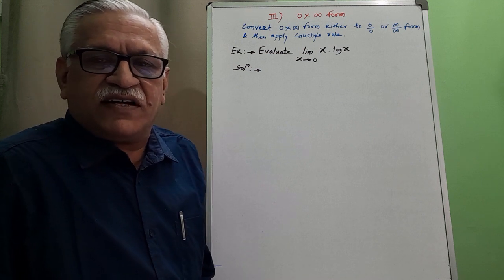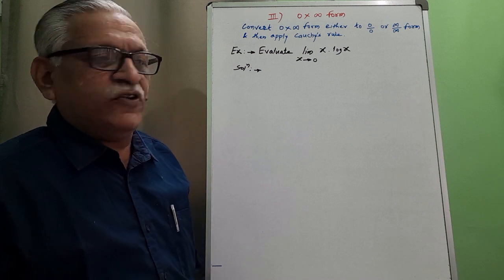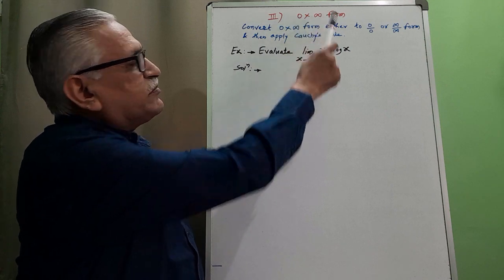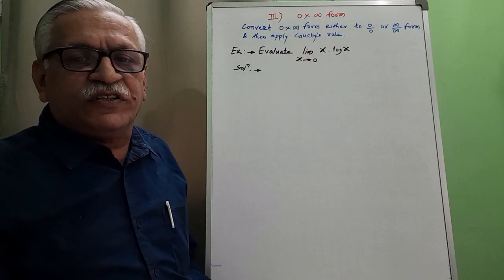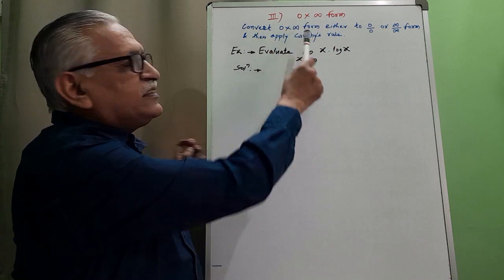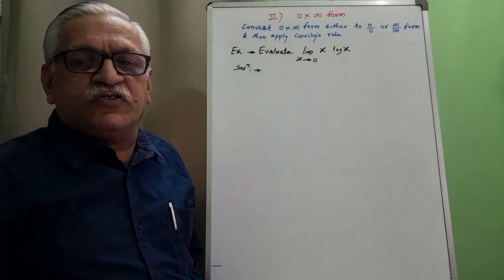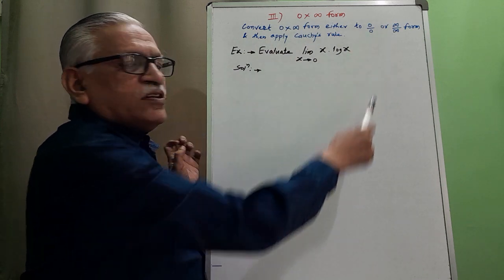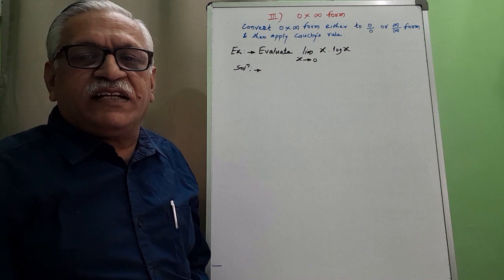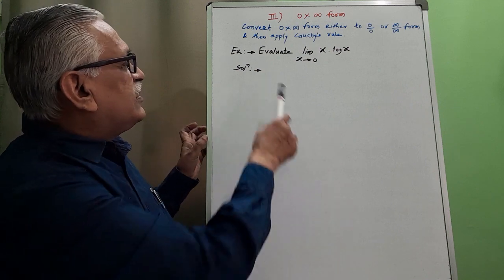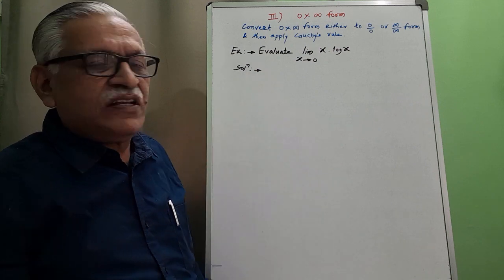Hello friends, myself R.D. Mahajan presenting my video on indeterminate form, third case: 0 into infinity form. Convert that 0 into infinity form either to 0 by 0 form or infinity by infinity form and then apply Cauchy's rule. Let us see the first example.